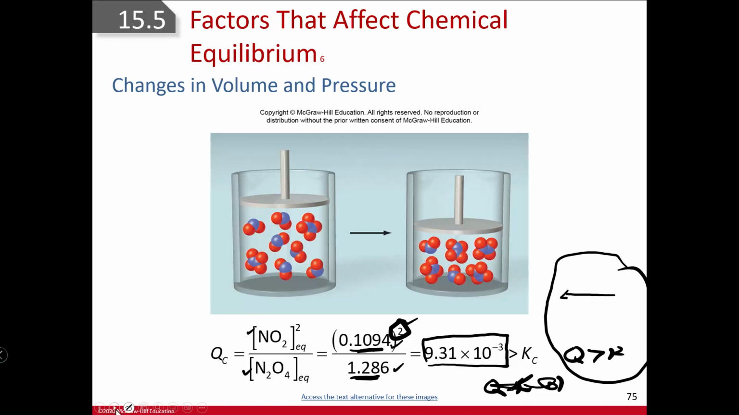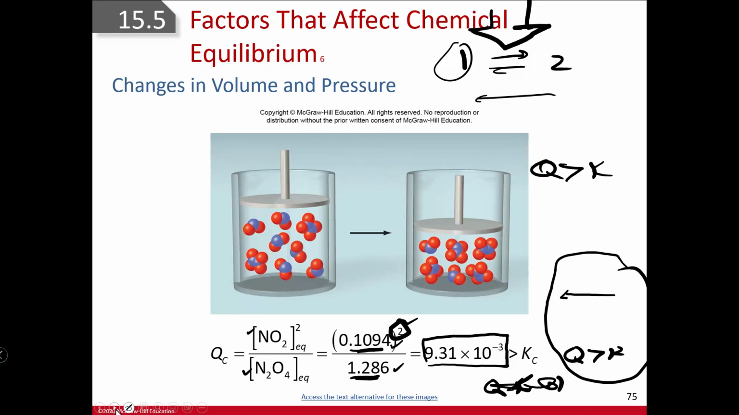So I like to look at it this way. It was 1 mole of gas on one side, and it's 2 moles of gas on the other side. And if I apply pressure, or decrease the volume, this side will want to shrink down to 1 mole to decrease that stress. And that's what's happening here. So Q is greater than K because this part changes more than this part, which makes it greater than K, and the reaction has to shift to the left to get back to K.